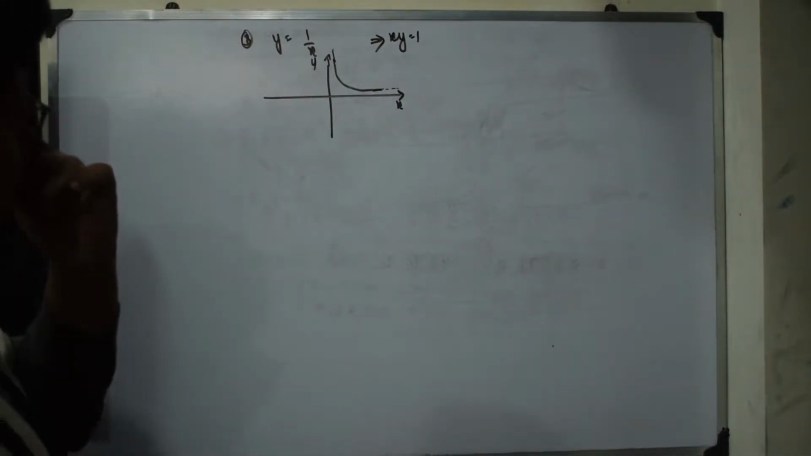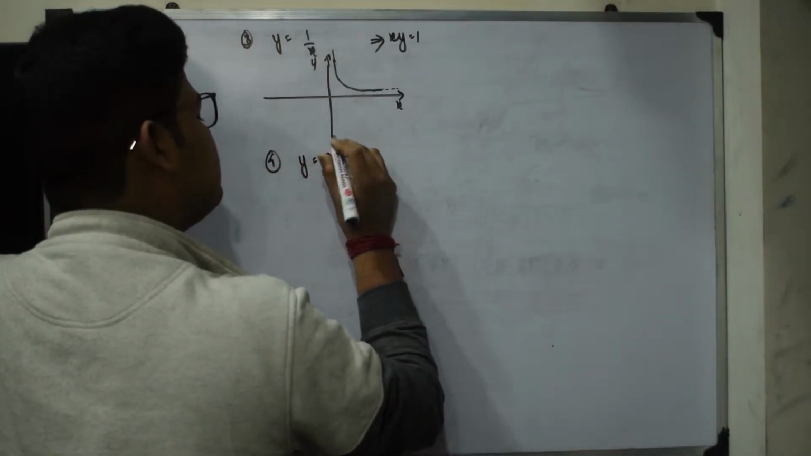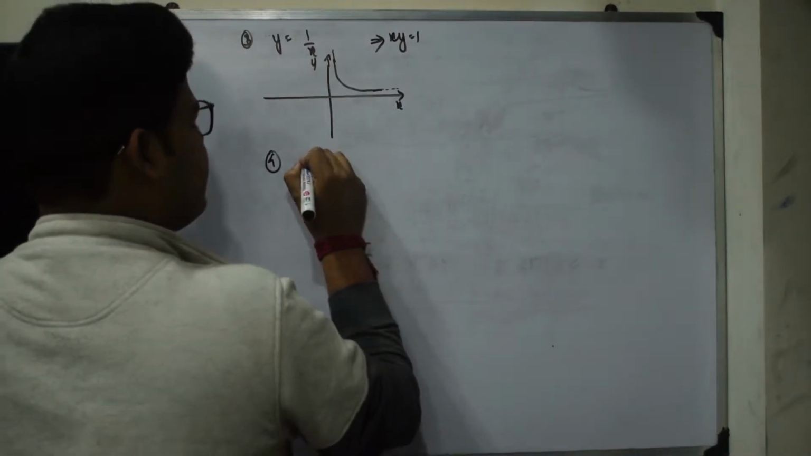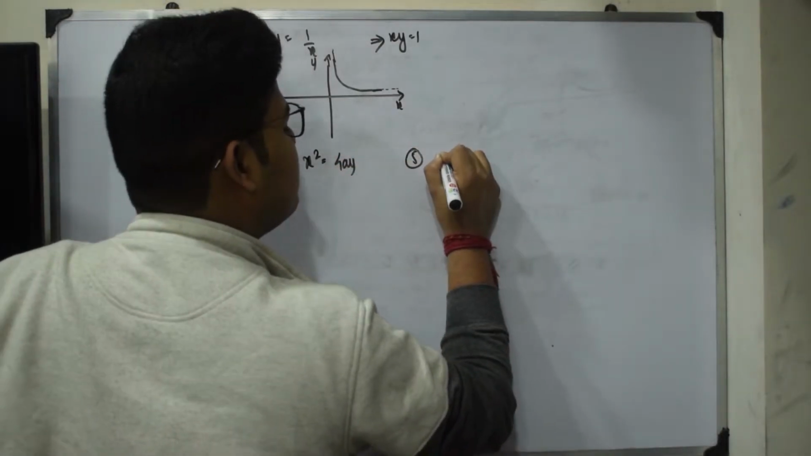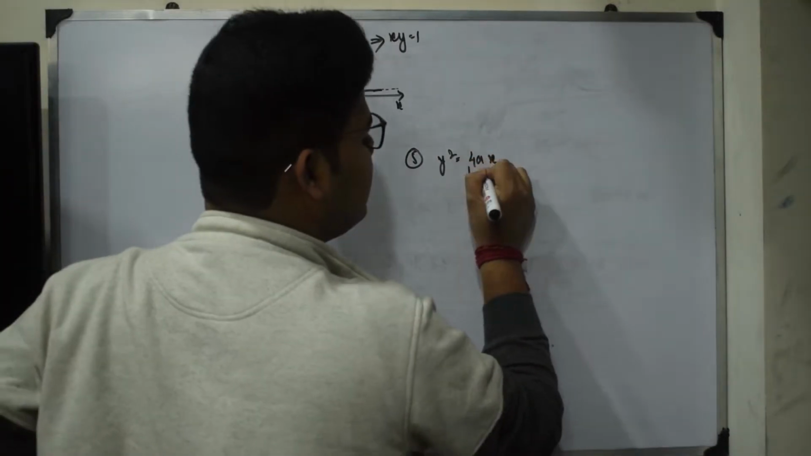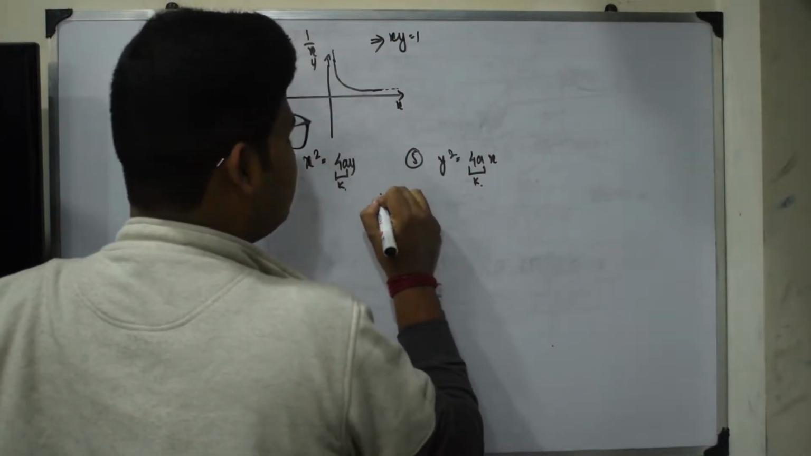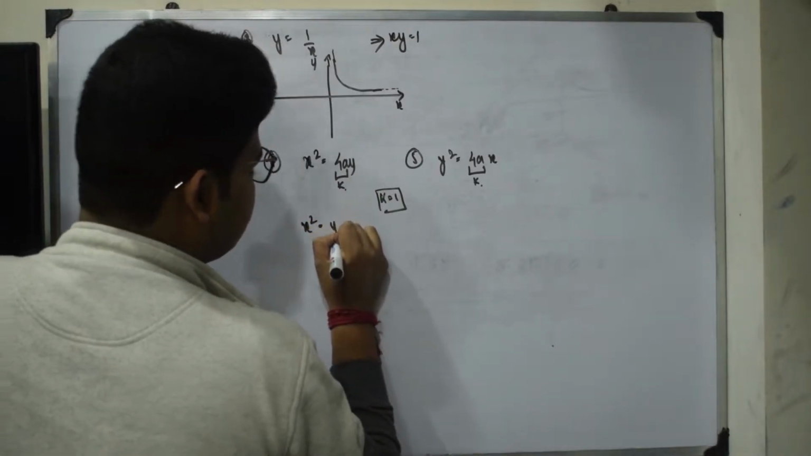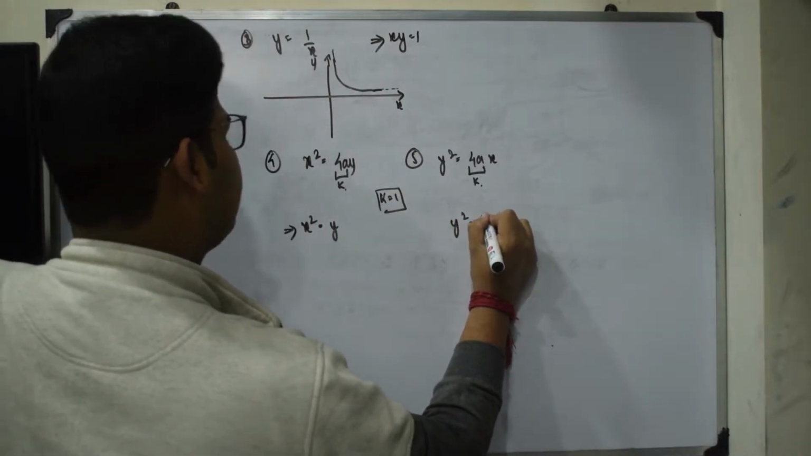Now two very famous graphs. Let me generalize this: x square is equals to 4ay and y square is equals to 4ax. Now what is this 4a? You will learn in parabola. For now you can treat it as a constant whose value is equals to 1. So just take it like x square is equals to y and y square is equals to x.